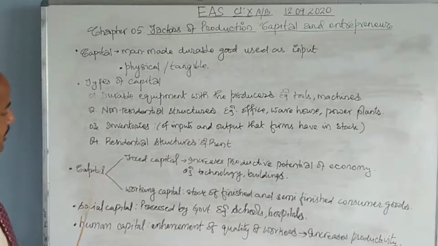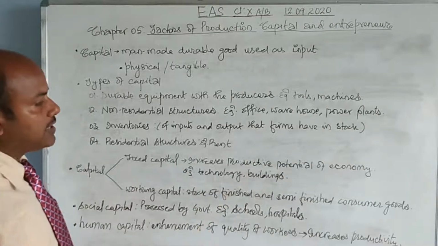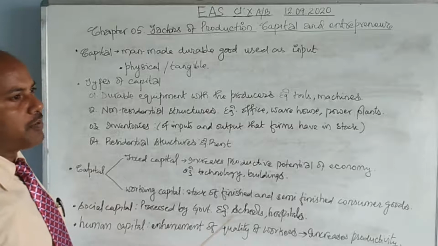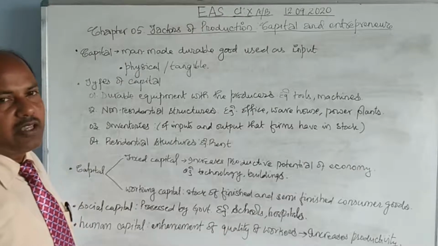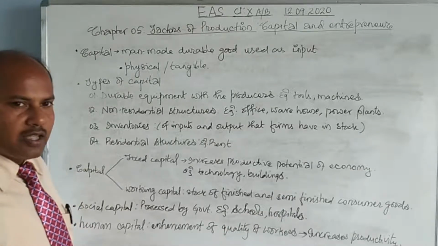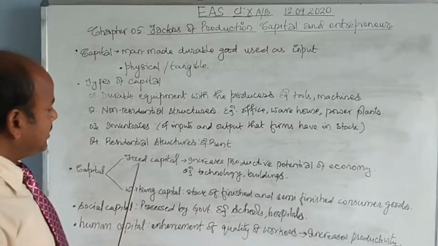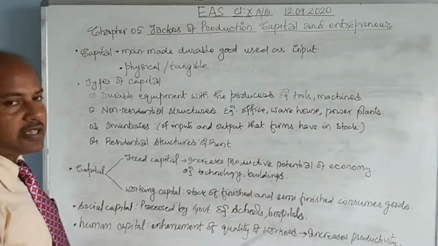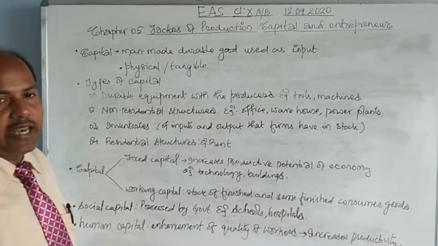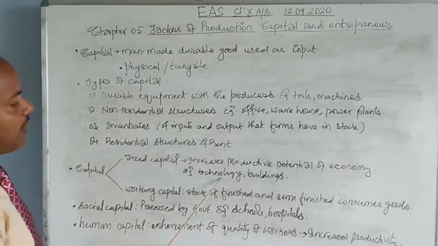Next type of capital is fixed capital and working capital. Fixed capital refers to capital which has the ability to increase the productive potential of an economy. When we say productive potential of an economy, that means the ability of the economy to produce quicker and in a better way is enhanced. Examples are technology and buildings. They enhance the ability of the producer to produce in a better state, and they exist for a long time.